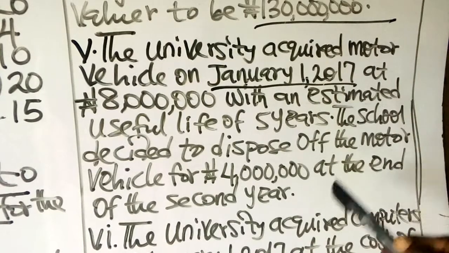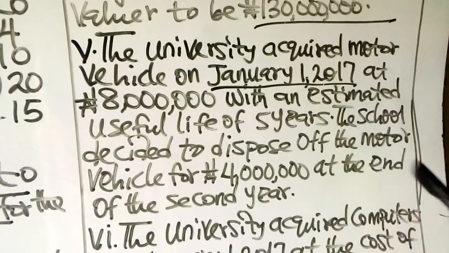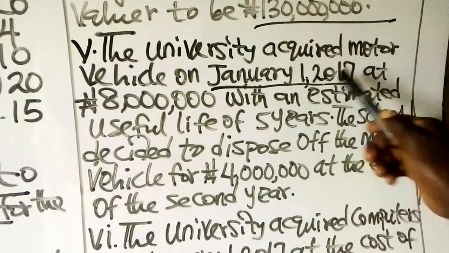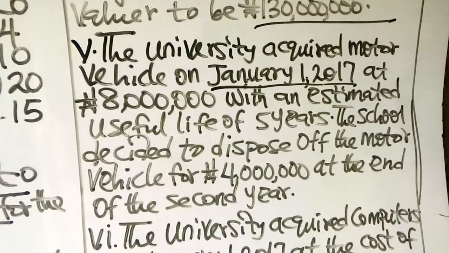Then it will have also been depreciated in 2018, being the current accounting period. That means 2 years depreciation will have been recognized on this motor vehicle to date. Depreciation of 2017 and that of 2018.